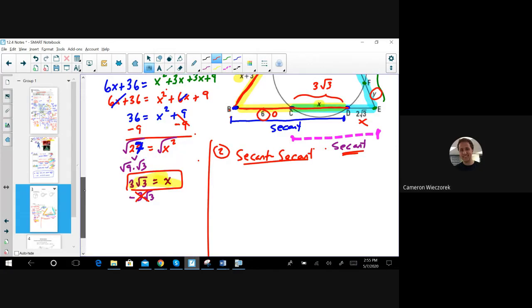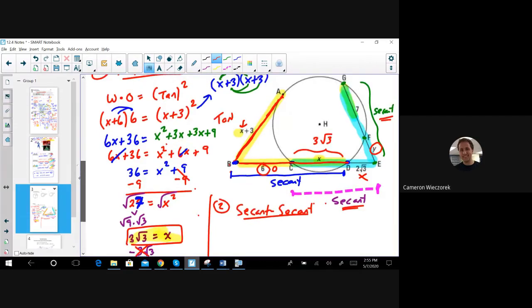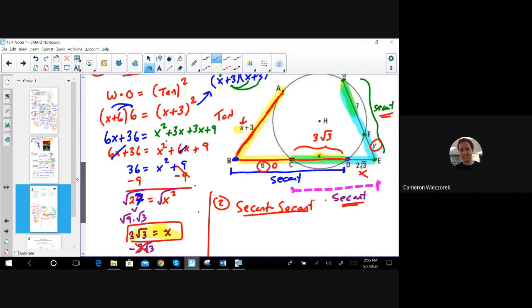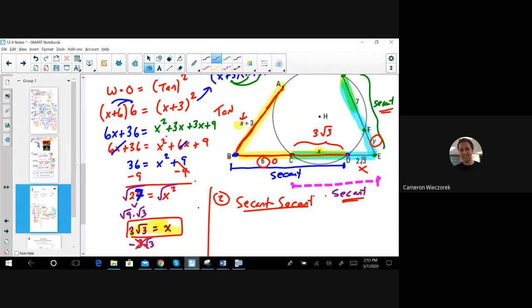Doesn't matter which one I look at first. Let's just look at EG. It's whole times outside. The whole thing is y plus 7, E to F plus F to G. So I got y plus 7 times the outside part, the part that starts at E and ends at F, is just y.